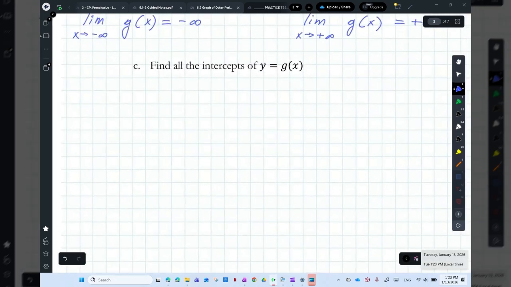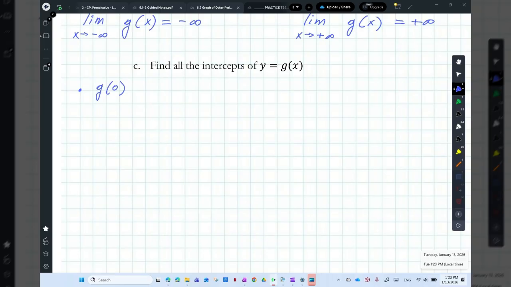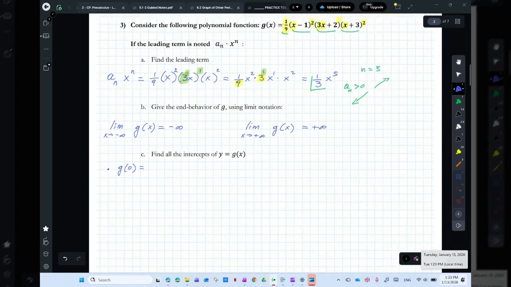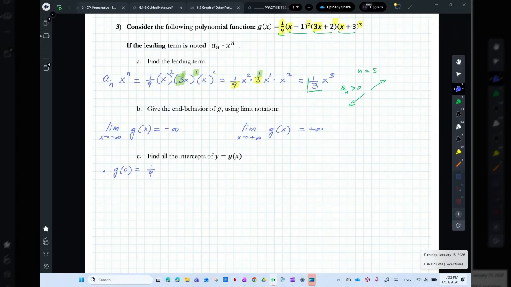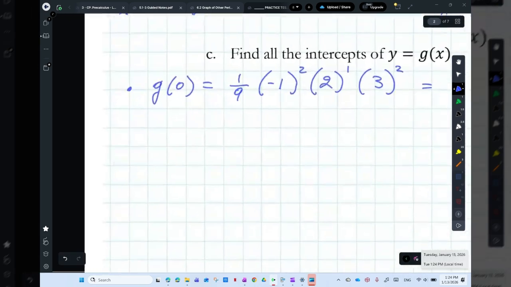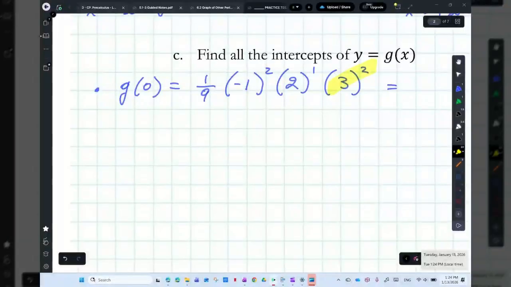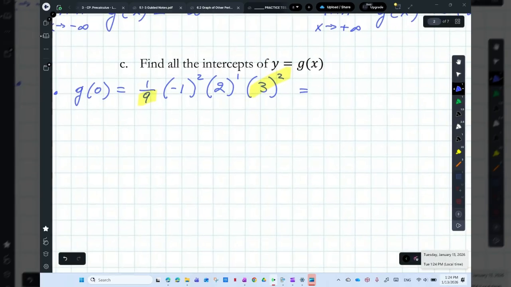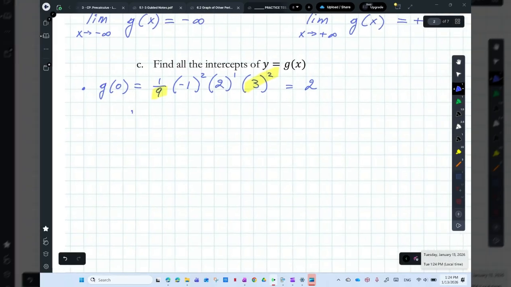To find all the intercepts, there are two types of intercept. The first one is the y-intercept, and to get it, I just need to evaluate g of 0. So I'm going to replace x by 0, and I'll have negative 1 squared times 2 exponent 1 times 3 squared. Here this is 9, over 9 is 1, negative 1 squared is positive 1, so I will be left with 2.